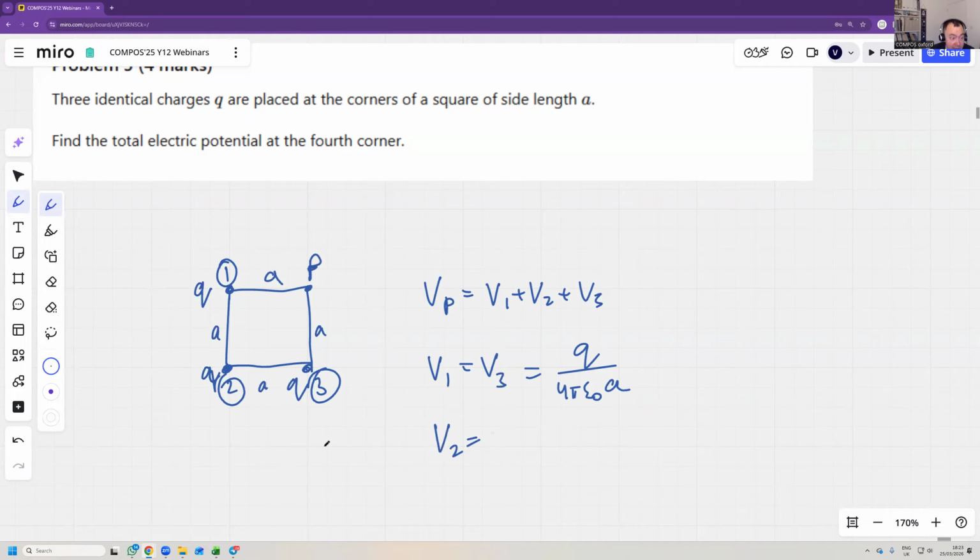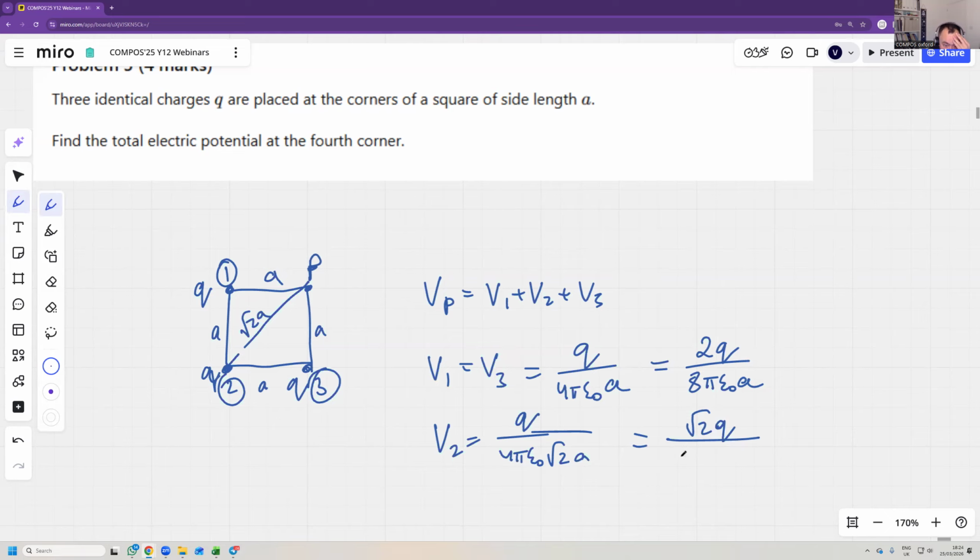And V2 is less because the distance is bigger. It's square root of 2A. So it's Q divided by 4 pi epsilon naught square root of 2A. And yeah, so this could be written as 2Q over 8 pi epsilon naught A. And this could be written as square root of 2Q over 8 pi epsilon naught A. So I multiplied the top and bottom by 2 here, and by square root of 2 here.